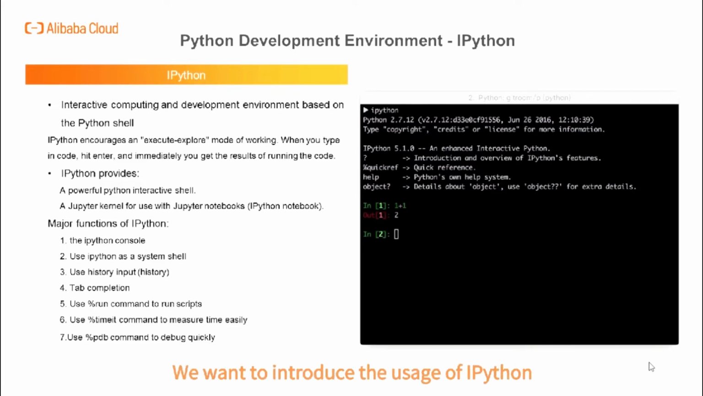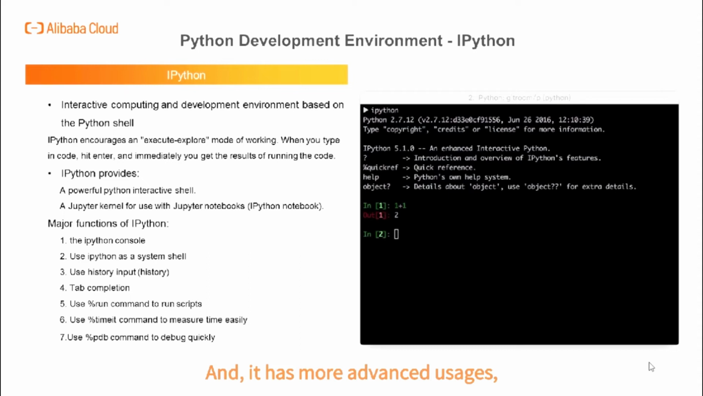We want to introduce the usage of IPython because it provides a very powerful interactive Python shell, and it can also be used for Jupyter notebooks. About the major functions that IPython provides, firstly, we can use it as an enhanced Python console and execute a Python program on this console. We can also use IPython as a shell of the system. The third one is that we can check the history of the Python scripts we ever executed. And IPython also provides the function of tab auto completion.